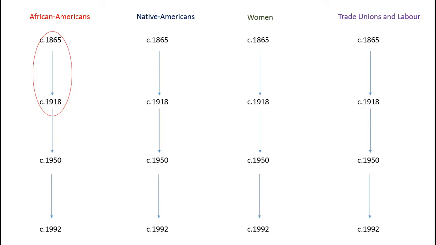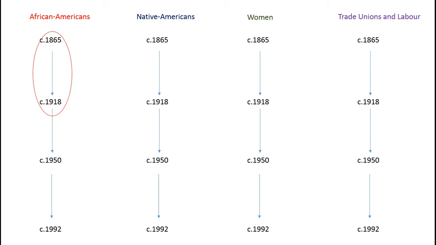Right, what's important to remember is that this Civil Rights course, 1865 to 1992, focuses on not just African Americans, but Native Americans, women, trade unions, and labour also. So this lesson and the one that follows, which will round everything up, will focus on the area which is highlighted here, which is African Americans from 1865 to 1918. We will then pause our study of African American experience and we will move to look at Native Americans in the period circa 1865 to 1918, then women, then trade unions, and then we will pick back up with African Americans again from 1918 to 1950.